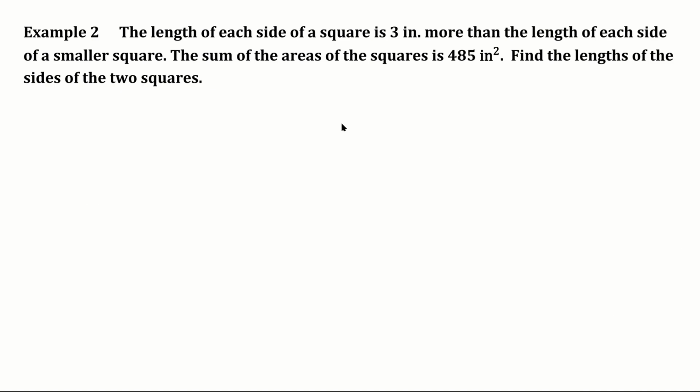Here's another problem. You should definitely see if you can figure it out on your own before you watch the rest of the video. All right, the length of each side of a square is 3 inches more than the length of each side of a smaller square. The sum of the areas of the squares is 485 square inches. Find the lengths of the sides of the two squares.